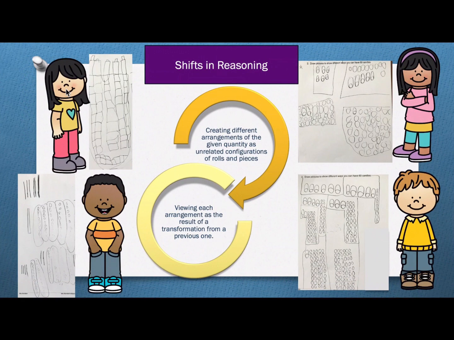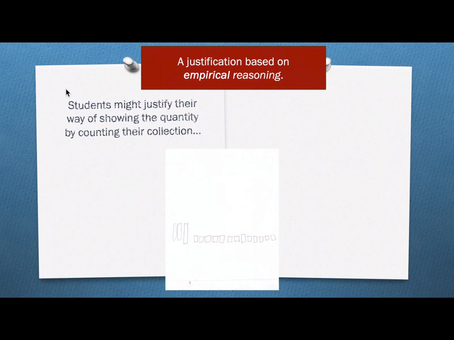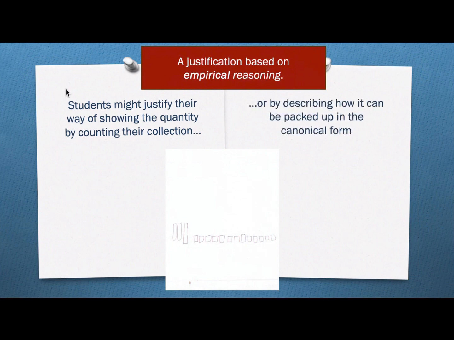We can see another shift in the type of justification students give as they explain their results to the class. For example, initially students might justify their way of showing the quantity either by counting their collection to verify that it is the given quantity, or by describing how it can be packed up to be in the canonical form. In this case, the justification is based on empirical reasoning.